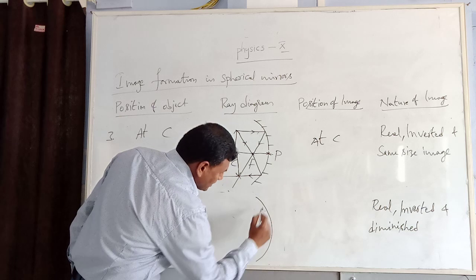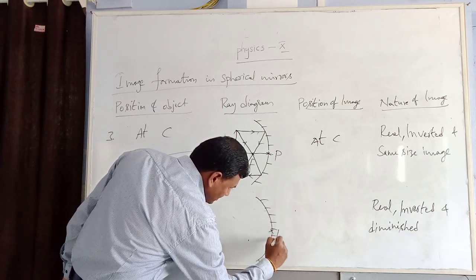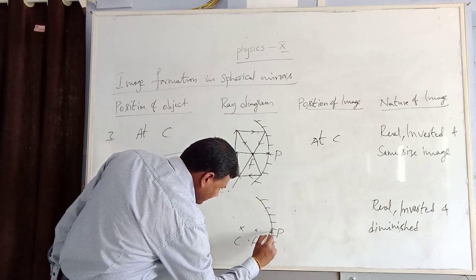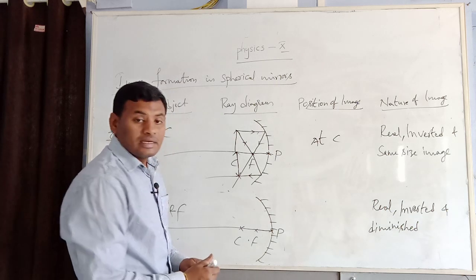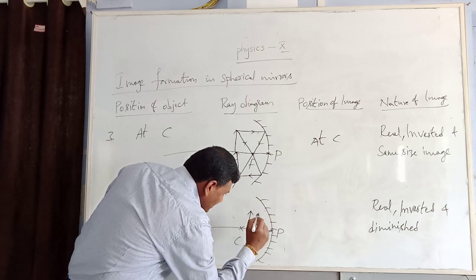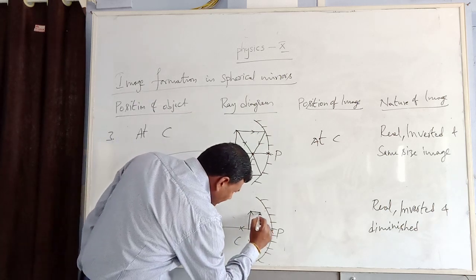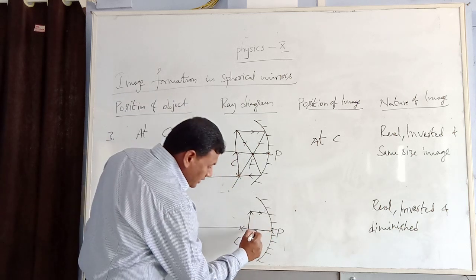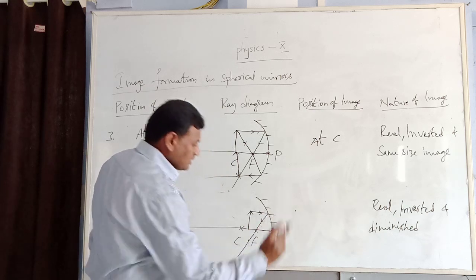Consider a concave mirror, and this is the pole, center of curvature, principal focus, and principal axis. We are considering the position of the object as between C and F, and let this be the size of the object. Consider a ray that is passing parallel to the principal axis. After reflection, it passes through the principal focus. So this is the reflected ray.